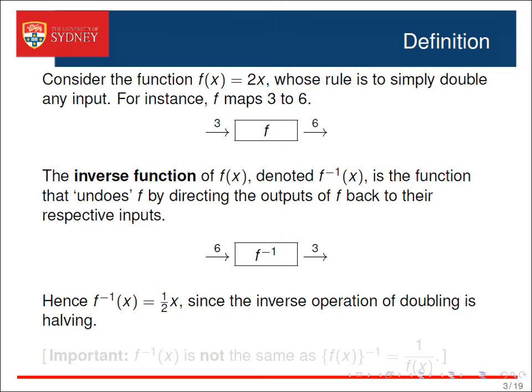The inverse function of f simply undoes the original function by directing outputs back to their respective inputs. So for the function above, throwing 6 into its inverse function will result in 3 being recovered. Hence the inverse function of the doubling function is the halving function, since the inverse operation of doubling is halving.